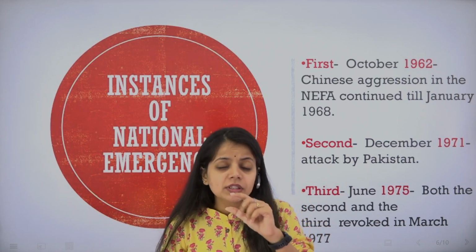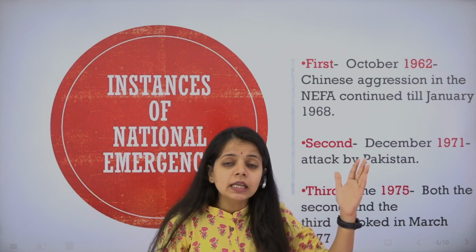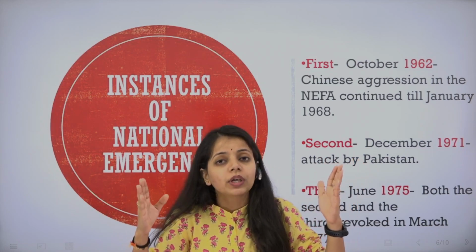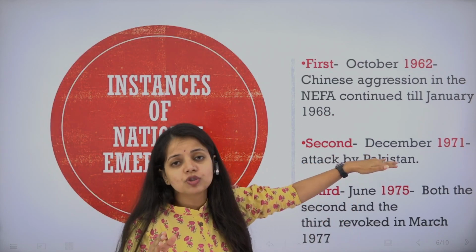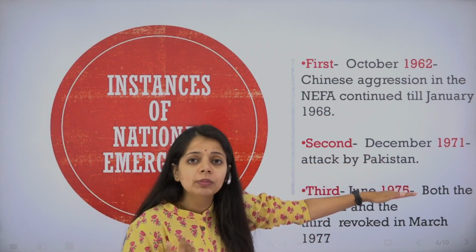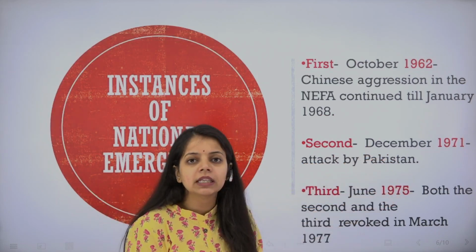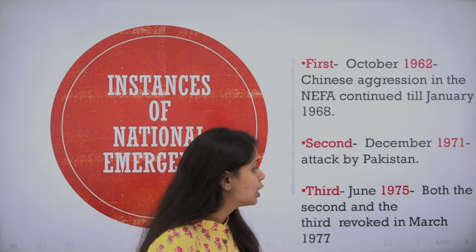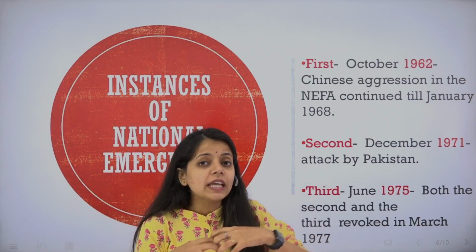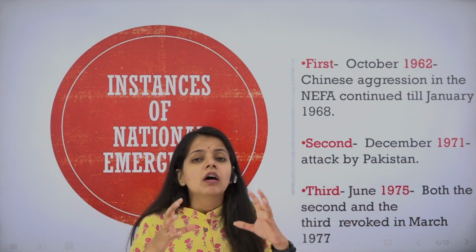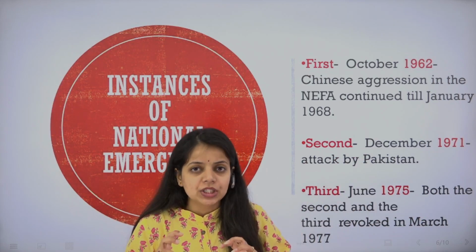So when in 1975 the third emergency was proclaimed, the second emergency was already going on. Okay, the second emergency of 1971, imposed because of Pakistani aggression, had not even ceased yet, and we imposed the third emergency in 1975. This third emergency was basically less a result of external aggression. It was more about the political aggression in the country.